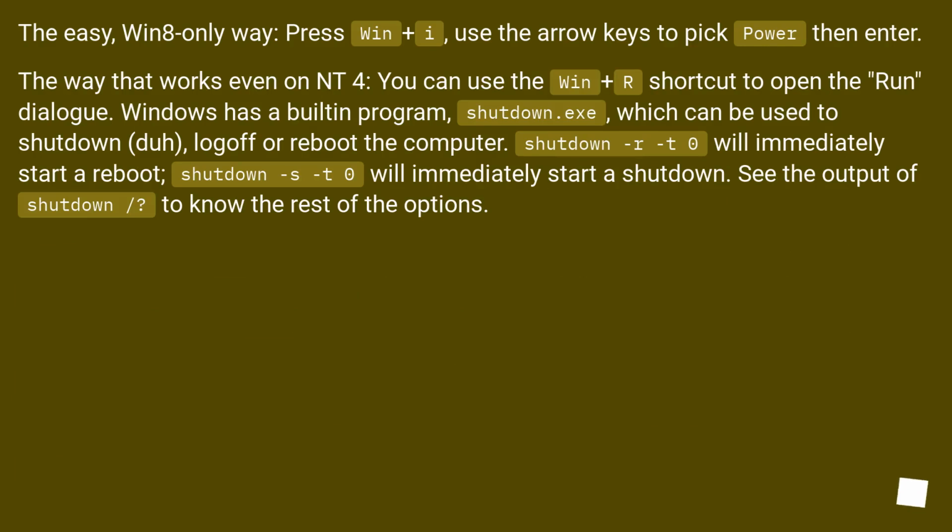The way that works even on NT4: you can use the Win plus R shortcut to open the Run dialog. Windows has a built-in program, shutdown.exe, which can be used to shut down, log off or reboot the computer. shutdown /r /t 0 will immediately start a reboot. shutdown /s /t 0 will immediately start a shutdown. See the output of shutdown /? to know the rest of the options.